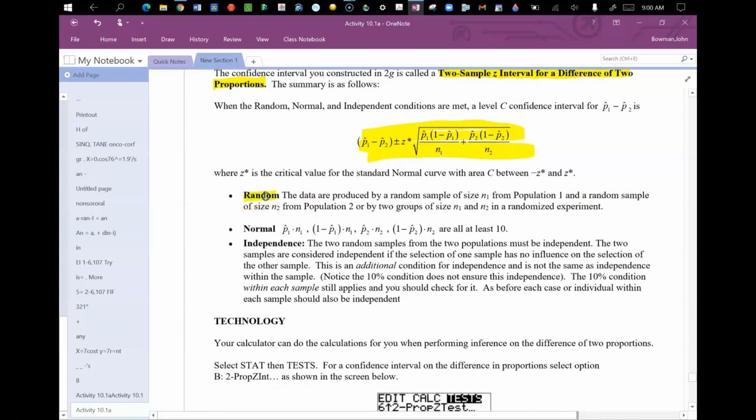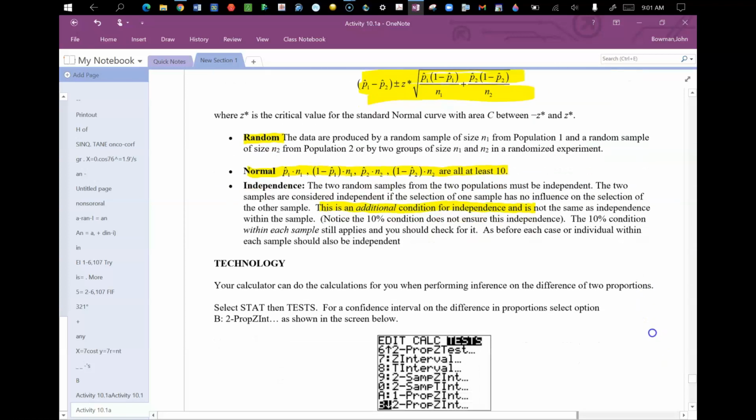You have to check that both samples were randomly selected. You have to check the normality of both individual sampling distributions. And you have to check independence in two ways. You have to check that the subjects within each sample are independent of each other by checking the 10% condition within each sample. And then there's an additional condition for independence, and that is checking to see if it's reasonable that the two samples are independent of each other.